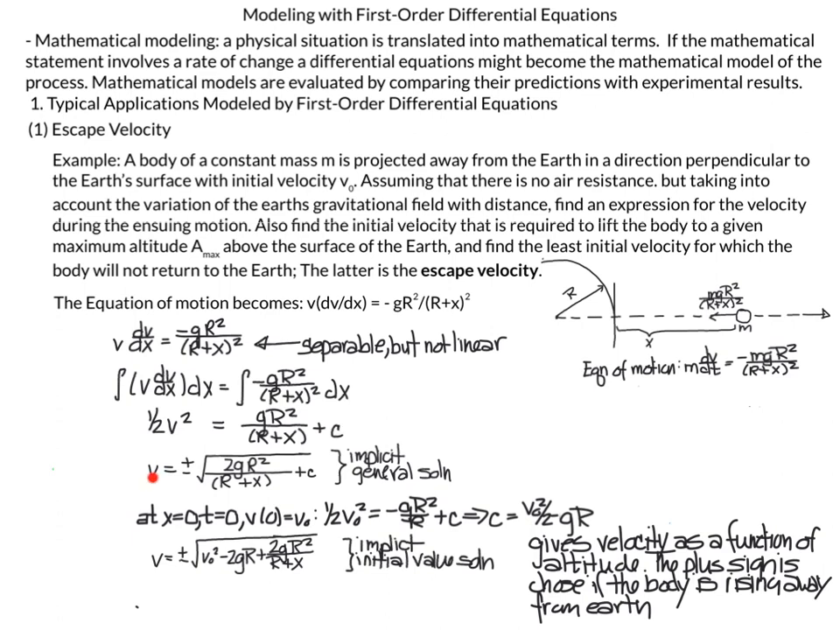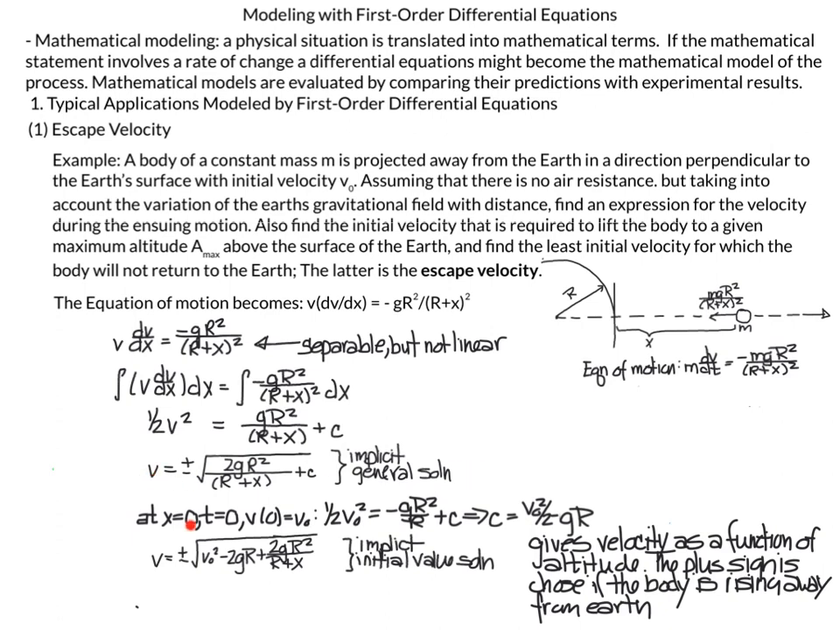So that will give me v is equal to plus or minus the square root of 2g r squared over r plus x, plus c. So this is our solution, our implicit general solution.